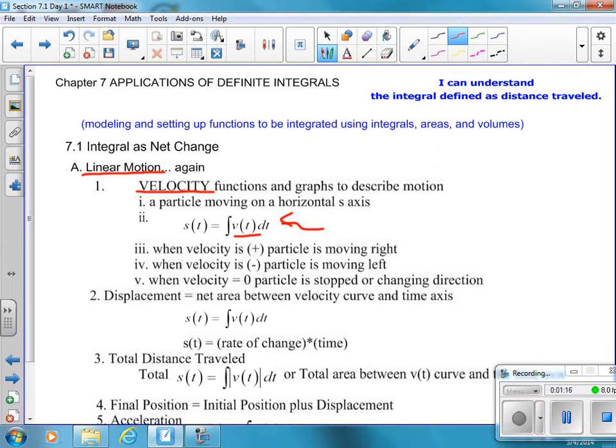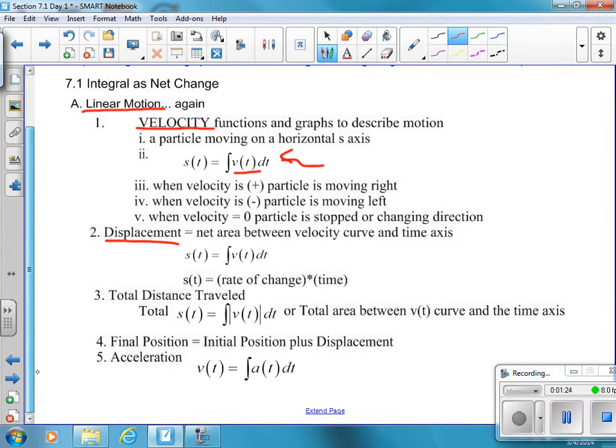When velocity is positive, the particle is moving right. When it's negative, moving left. When it's 0, it's stopped. Displacement is the net area. Don't get that confused with the total distance, which is how far, the area actually between the curve and the x-axis or the t-axis. At this point we're looking at a graph that has velocity on one axis and time on the other, usually.